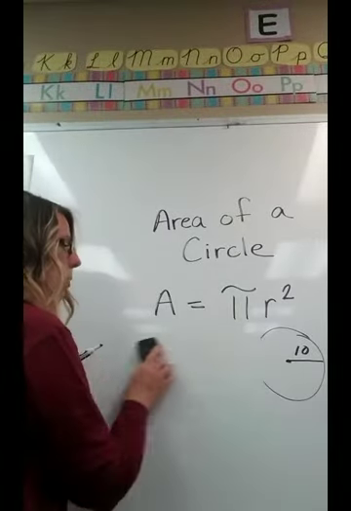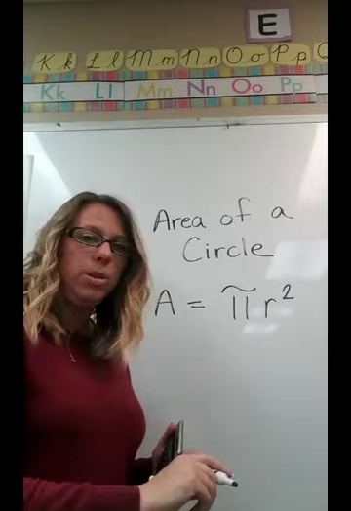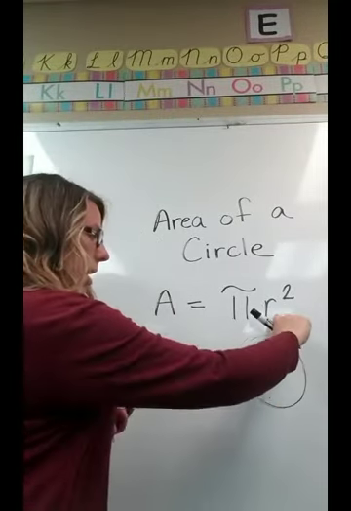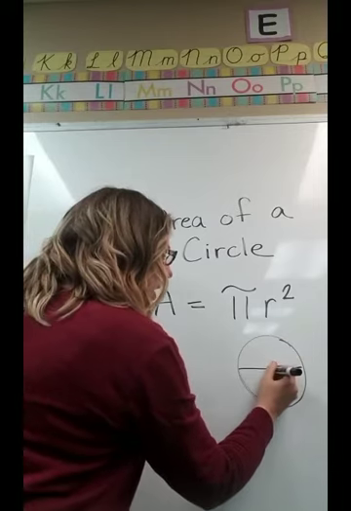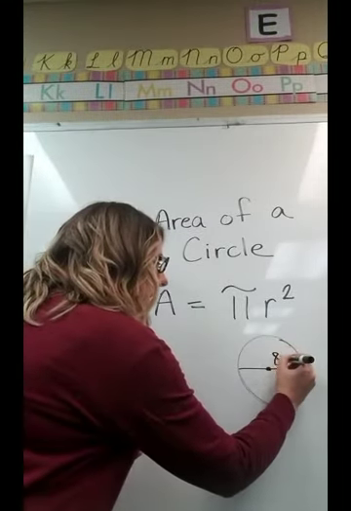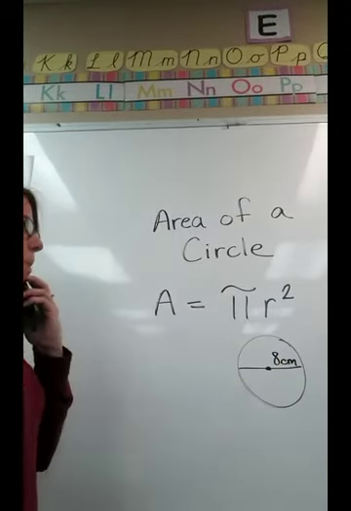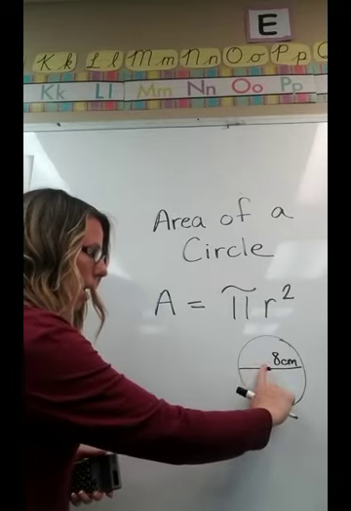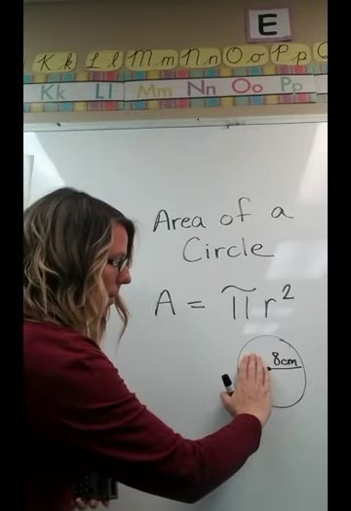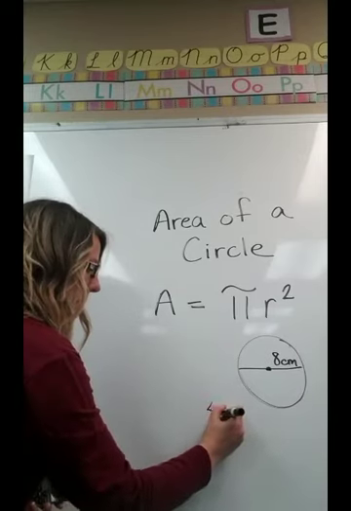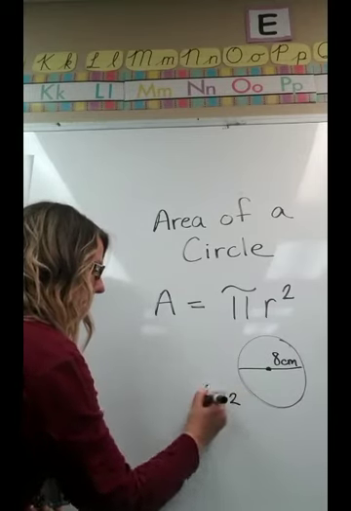Now I'm going to show you one where they give you the diameter. And what do you do when they give you the diameter? Because we want radius, right? So in this one, say they gave us a diameter, and the diameter is 8 centimeters. Well, we need radius. So all we're going to do is take half of this because we know that half of this diameter is a radius. So what's half of 8? It is 4.